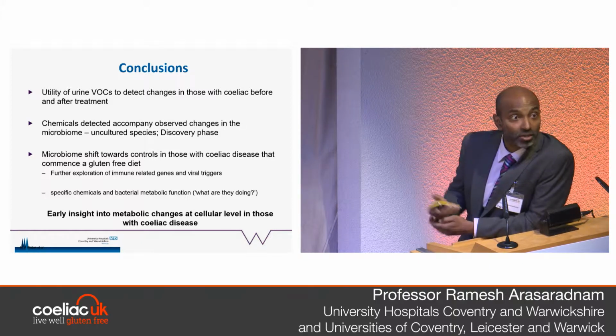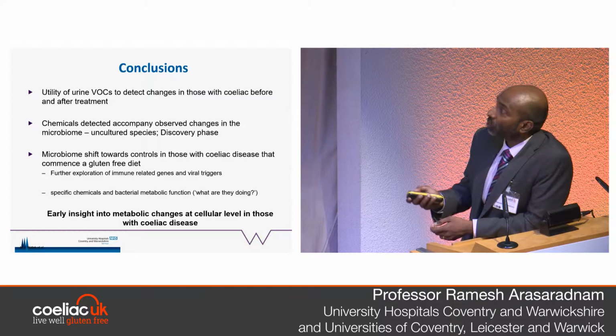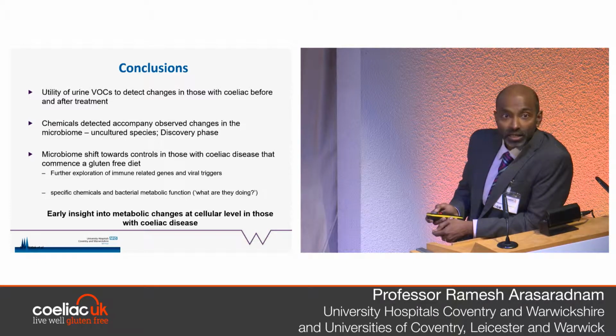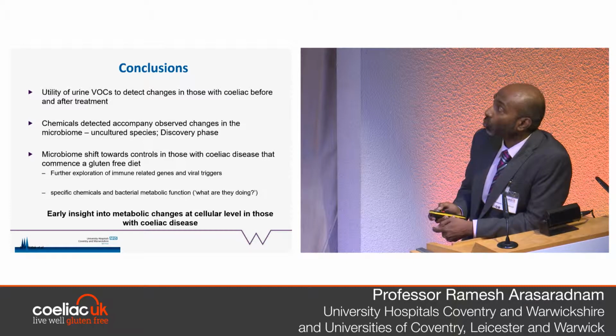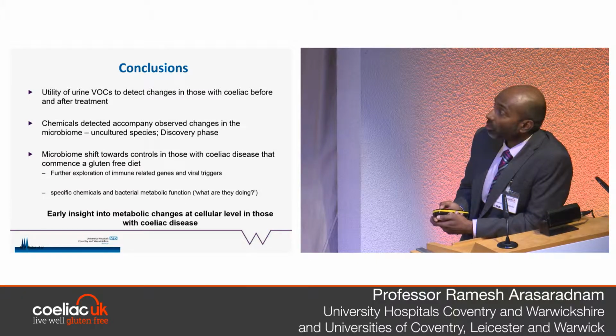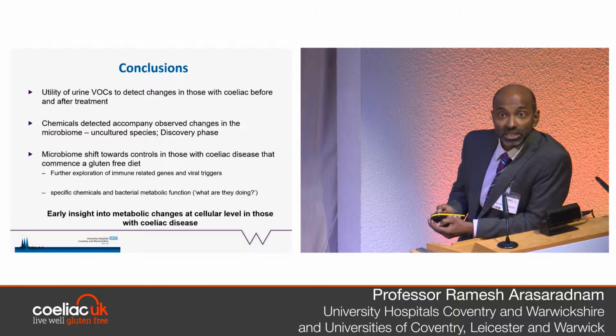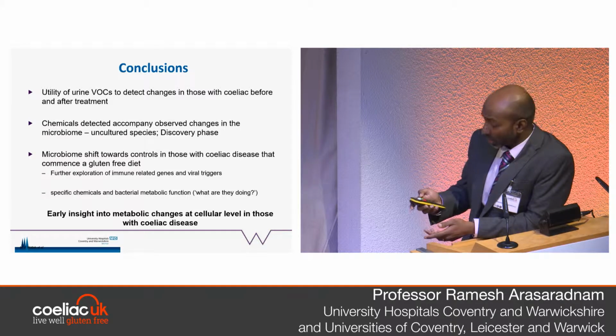But it leaves further exploration of these specific genes that we've identified, particularly if the link with the viral triggers has recently been highlighted from the epidemiological study, and also to answer the important question: what are the metabolic functions? Because we've answered, I think, reasonably well who is there. We need to work out what they are doing. So in summary, we hope to have provided very early insight into some of the cellular changes that are occurring in patients with celiac disease in response to treatment.